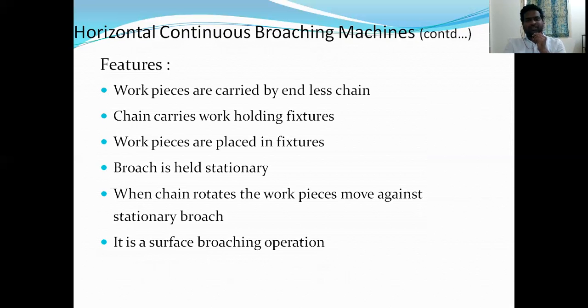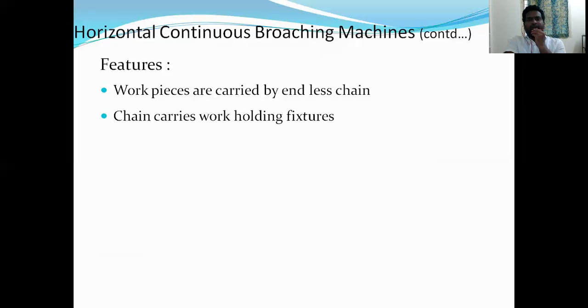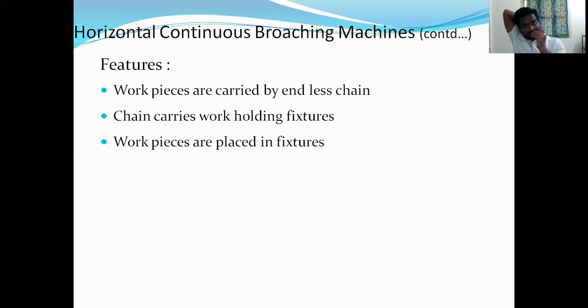In the horizontal continuous broaching machine, as we have already discussed, the workpieces are carried by an endless chain, and the chain carries work holding fixtures. Here we have to fix the workpiece in a fixed position, right? There is no need to generate vibrational effects on the workpieces, so they should be fixed on the fixtures. The endless chain carries work holding fixtures, and workpieces are placed in fixtures, so there is no loosening of the workpieces and no side movement. They move continuously on that chain, right?